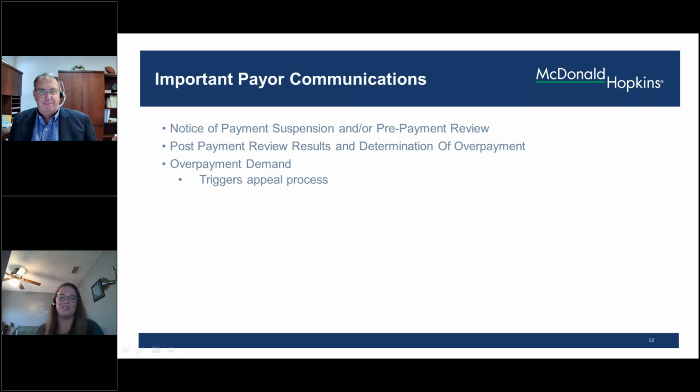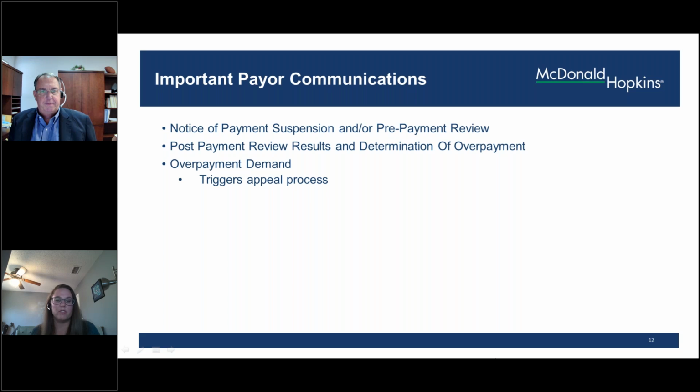So I'm going to move us on to the next slide because we are eating up through this time. So we're going to go through these a little bit more quickly. Some other important payer communications are listed here on the screen. Notice of payment suspension or prepayment review is a Medicare form, but commercial payers also use these. They can be rebutted or terminated.